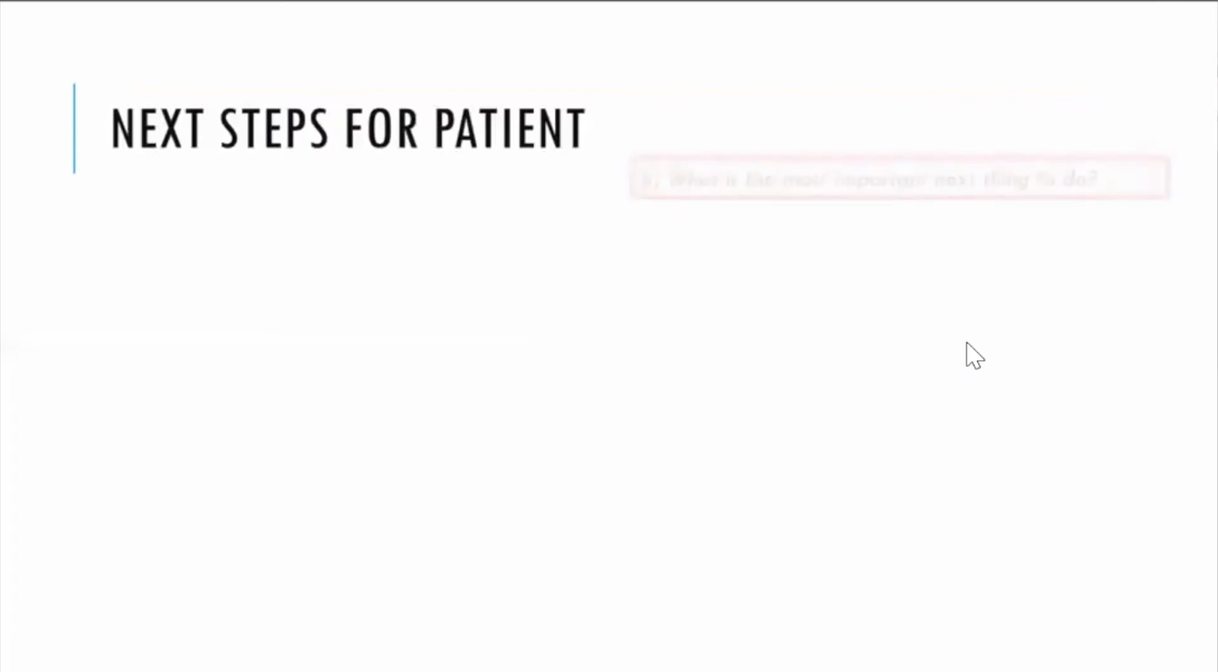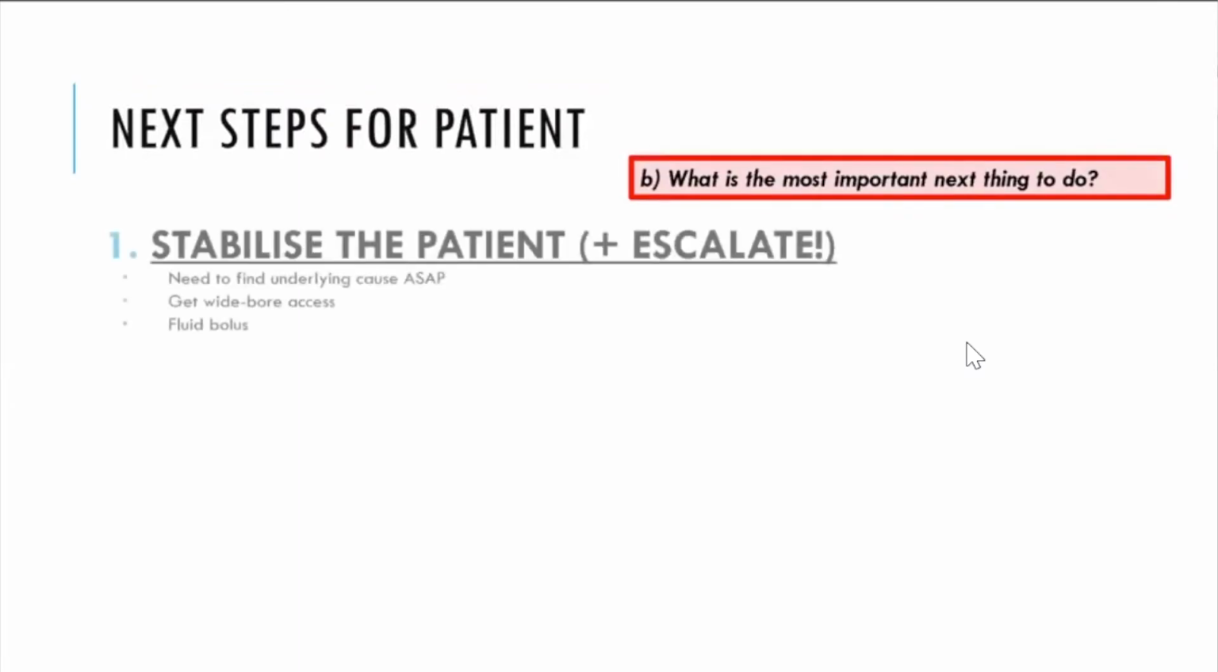The next steps for the patient, which was the next question, was to stabilize the patient. I think a lot of you said that. This question is hard if you didn't get the first part of the question, but we'll go through it slowly, no problem, and just ask me any questions. Obviously, somebody that you think might have an aortic dissection, you need to stabilize the patient and escalate early. So you need to find the underlying cause. We think aortic dissection in this case, get good access, fluid resuscitate them to try and bring their heart rate down and try and bring their blood pressure up.